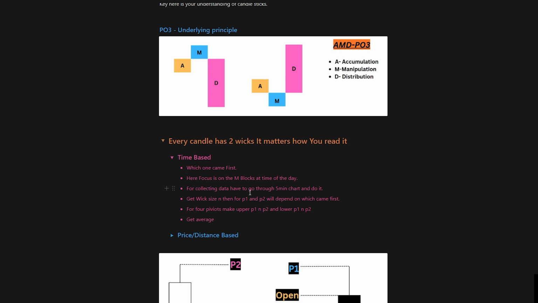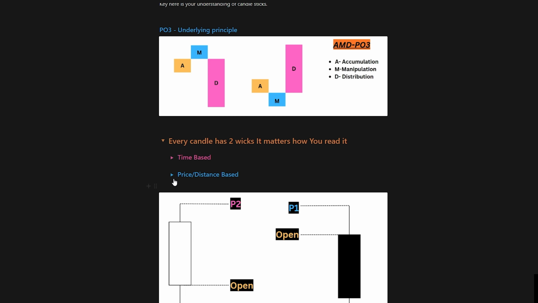For collecting data, you have to go through the 5-minute chart. Go to the 5-minute charts and mark which one is P1, the first wick, and P2, the second wick. So mark P1 and P2. Get the distance from open to P1 and the distance from open to P2. Get an average of it, and that's your P1 and P2. Depending on which came first, it's the same idea. For 4 pivots, just make bullish candle P1 P2 and bearish candle P1 P2. It will help you get those 4 lines.